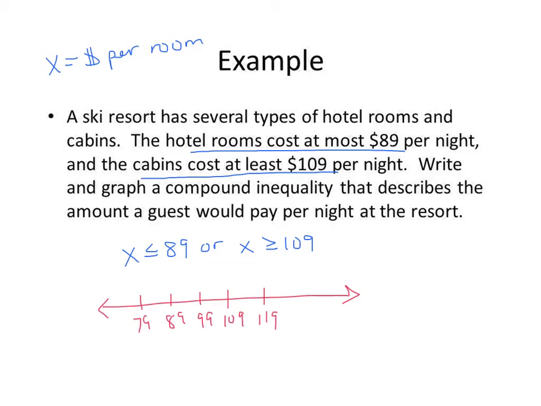When you graph an OR, less than or equal to 89 is a closed circle on 89, arrow to the left. Greater than or equal to 109 is a closed circle on 109, arrow to the right. That is what an OR looks like when it's graphed. They're going to go opposite ways. So let's look at another word problem.